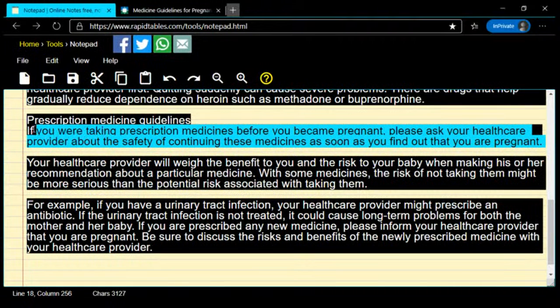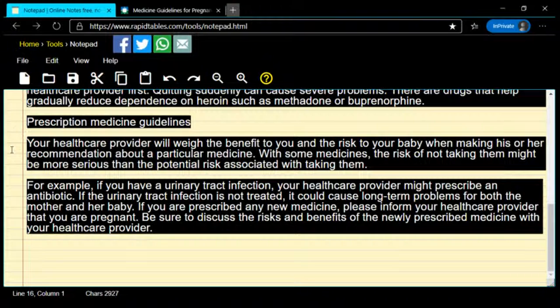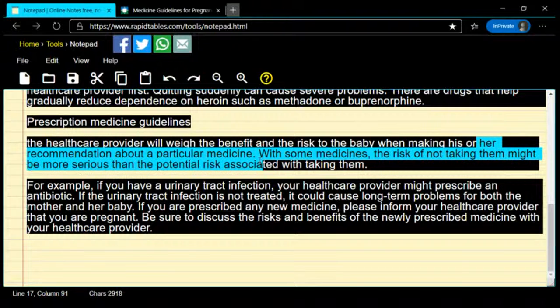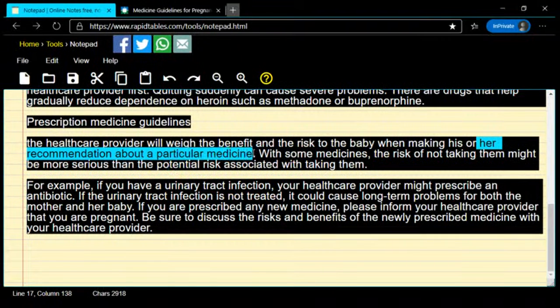We will cut this, and we can say here something like: the healthcare provider will weigh the benefit and the risks to the baby when making his or her recommendation about a particular medicine.